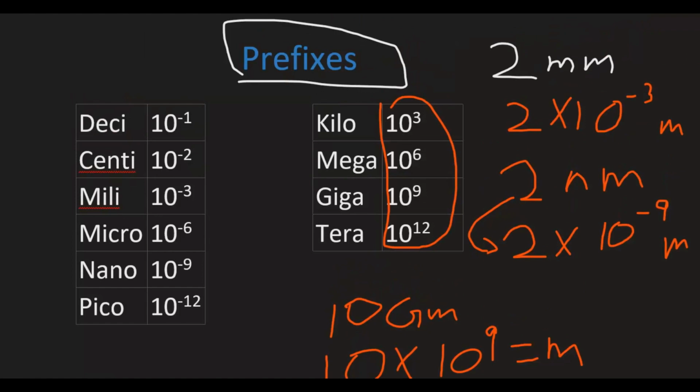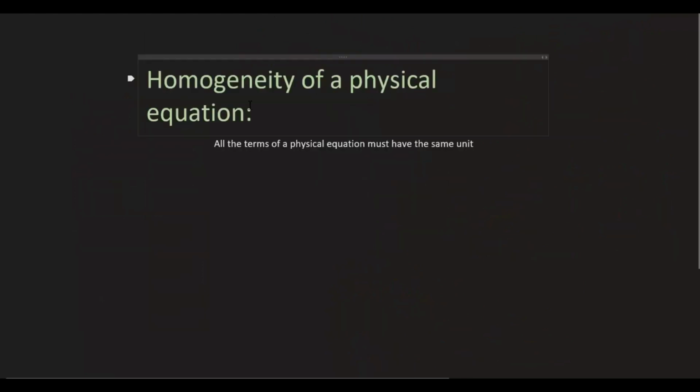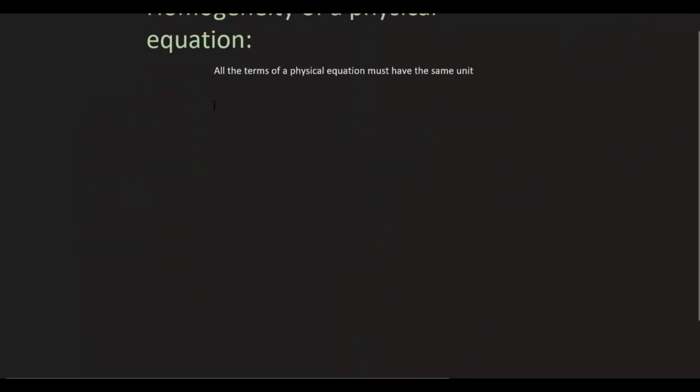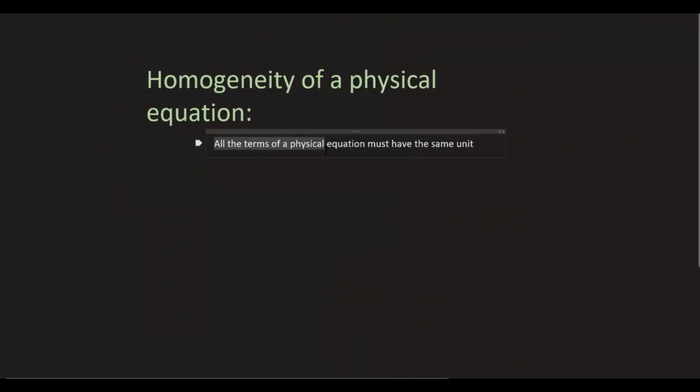Okay, so next we have homogeneity of a physical equation. What does it mean? It means that all the terms of a physical equation must have the same unit. Well, first you need to understand what I mean by terms of a physical equation.